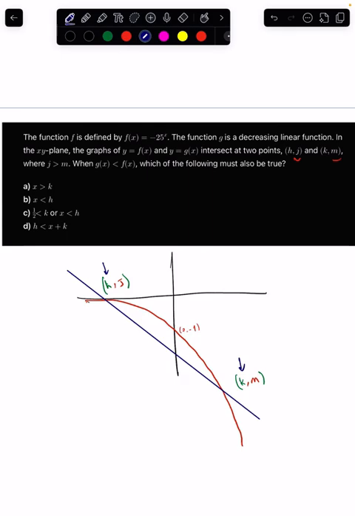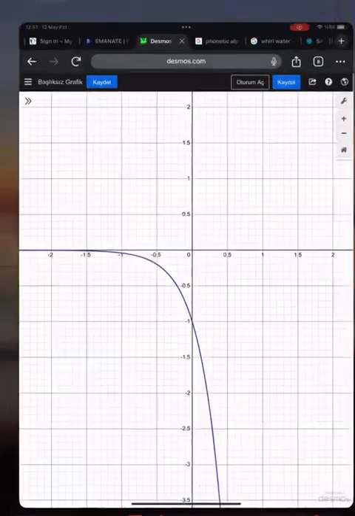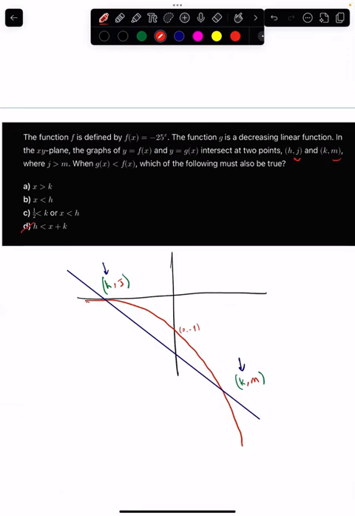It's not D. So let's see. 1 over 2 is less than K. 1 over 2, like 0.5, right? 0.5 is less than K. 0.5 is in here. I can't know for sure. Or x is less than H. So let's call x 0, okay? Let's think in that way.